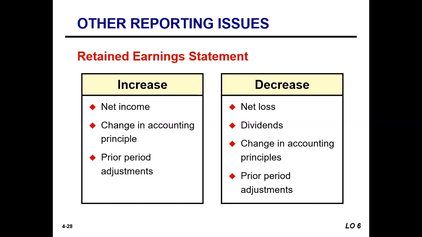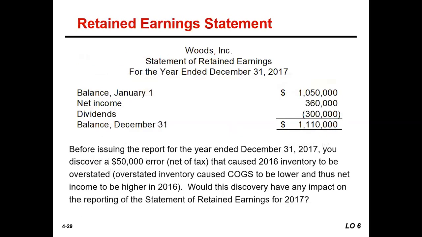And then prior period adjustments. Decreases arise from net losses, from dividends, potentially changes in accounting principle, and potential prior period adjustments. And so here's our example of that statement of retained earnings. Again, very similar to the statement of owner's equity. This one, we take the beginning balance plus net income minus dividends, which gives us that ending balance, right?